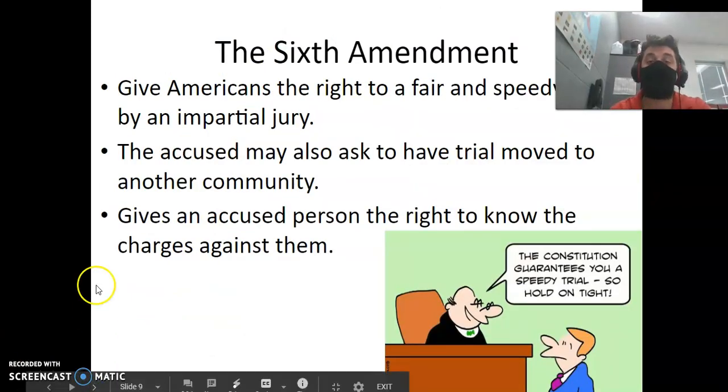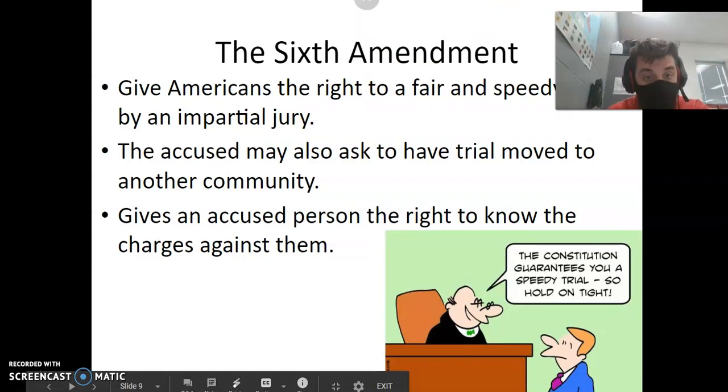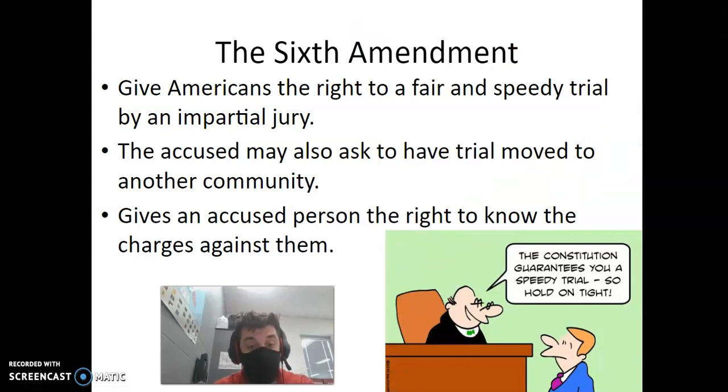The Sixth Amendment gives the Americans the right to a fair and speedy trial by an impartial jury. What we mean by that is a fair jury, right? A random group of people from the community that have no influence on the case, no influence on the crime, and they will make a fair judgment of whether or not you're innocent or guilty. Also, you have the right to know the charges against you. You can't simply be arrested and then they lock you away and throw away the key and never see you again, except when they bring you bread and water. It doesn't work like that here.